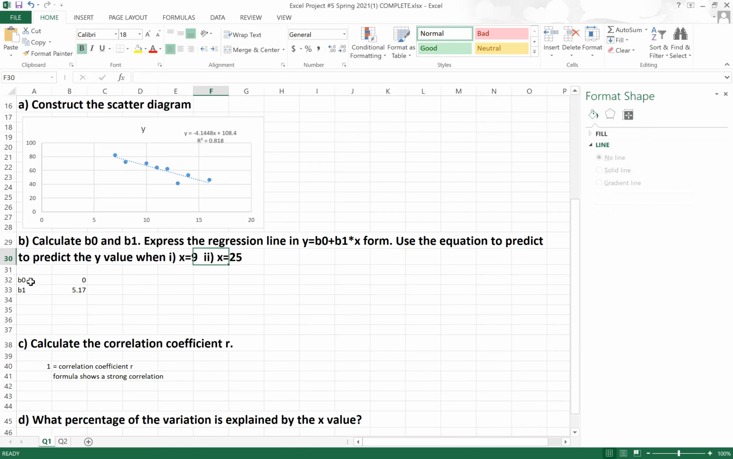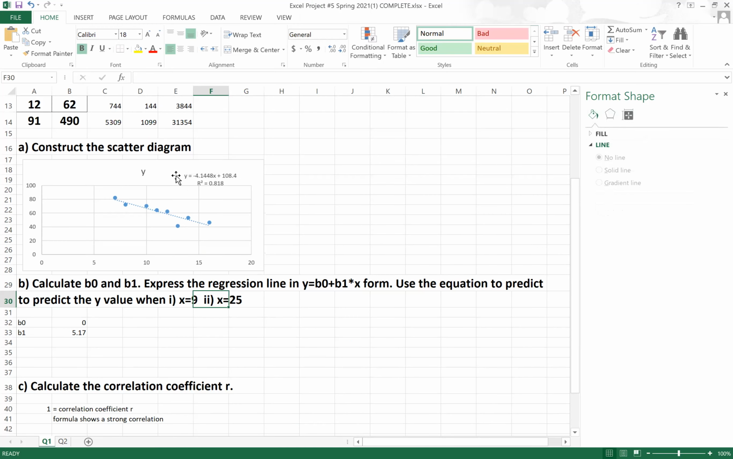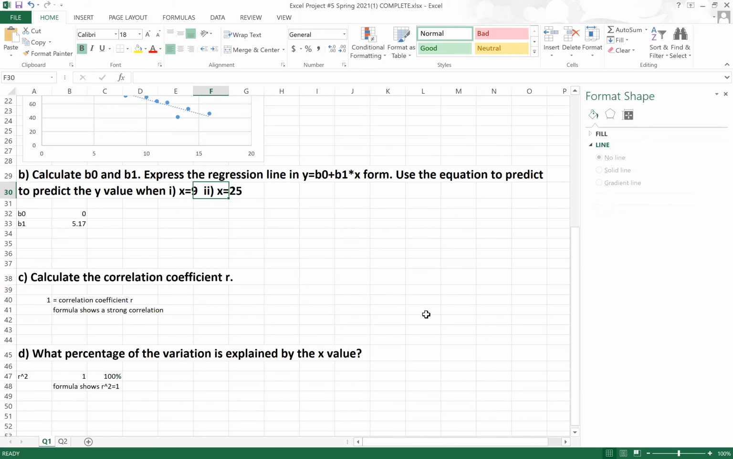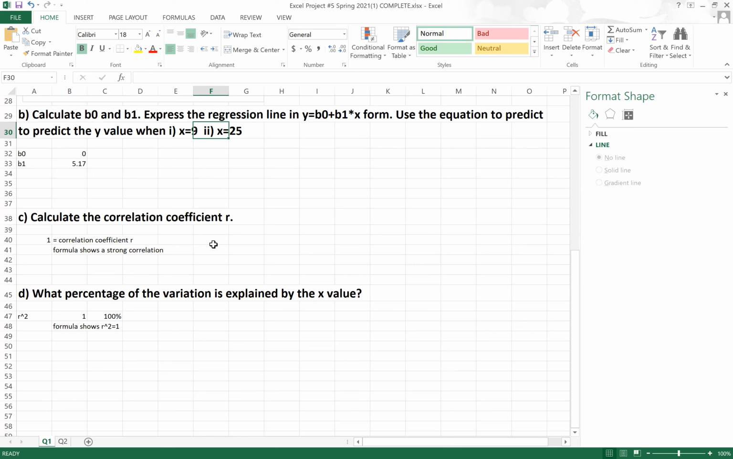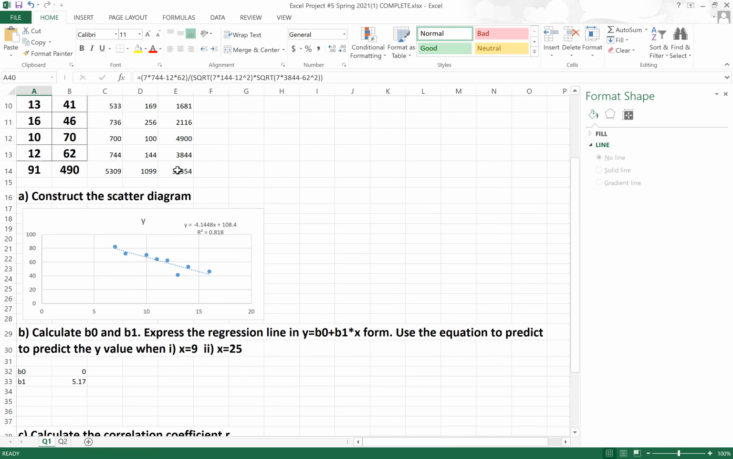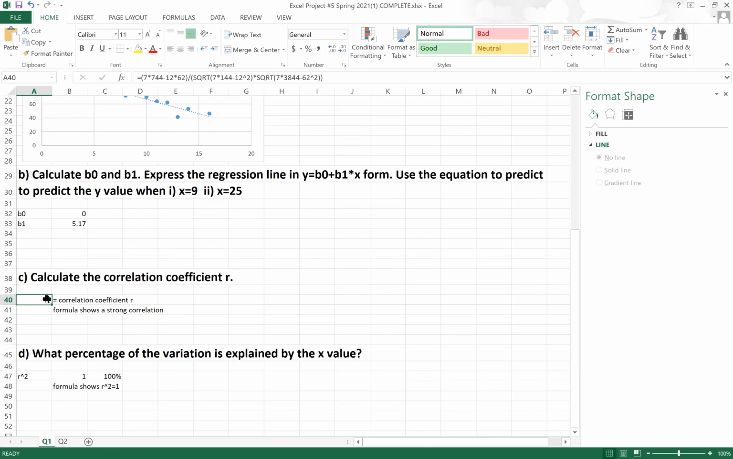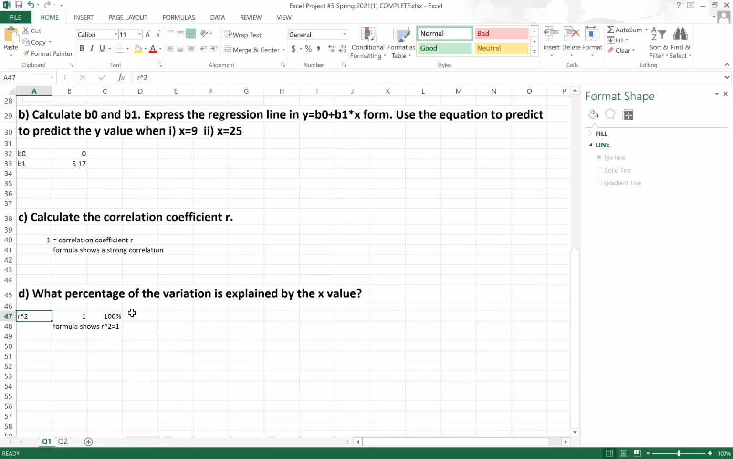And once you have B0, B1, then you have the regression model. Then replace X with 9 to get a predicted Y value. And also replace X with 25 to get a predicted Y value. So after you have the regression model, you still need to estimate the Y values. Right, okay. Also for the correlation coefficient R, again, you're gonna use the formula with the proper numbers. Pretty sure you'll be able to figure this out. And then R squared, just square the R.